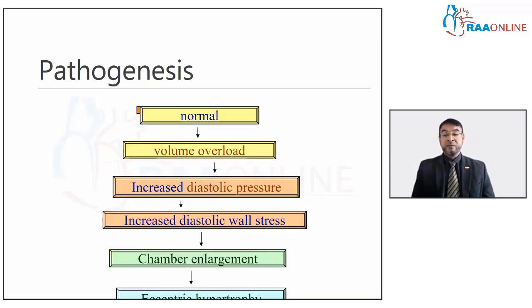In the second aspect, the blood that goes into the heart, the left ventricle, is more than normal, so there's a volume overload. So there's an increased diastolic pressure, diastolic wall stress. So the heart wants to pump out more blood during the ventricular systole because more blood is coming during diastole. So the chamber enlarges to accommodate and accept more blood, and that will cause dilation of the heart. This is called eccentric hypertrophy, and the best example is cardiomyopathy.